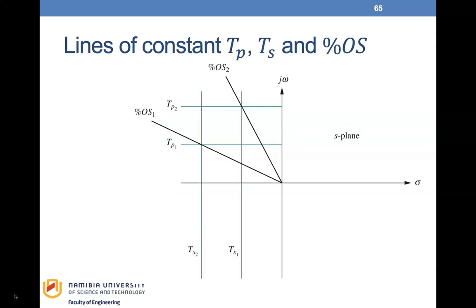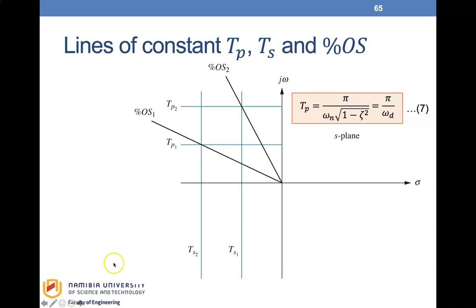Equation 7 shows that the peak time is inversely proportional to the imaginary part of the pole. Therefore, horizontal lines are lines of constant peak time. Similarly, equation 15 shows that the settling time is inversely proportional to the real part of the pole. Since zeta is cos theta, radial lines are lines of constant zeta. And since percentage overshoot is a function of only zeta, radial lines are lines of constant percentage overshoot.